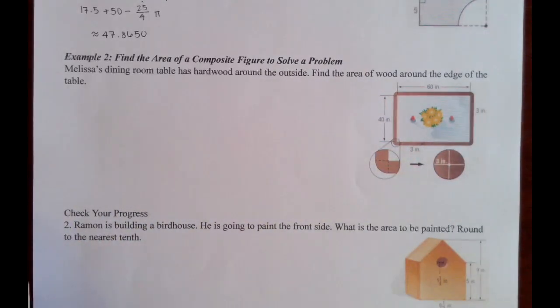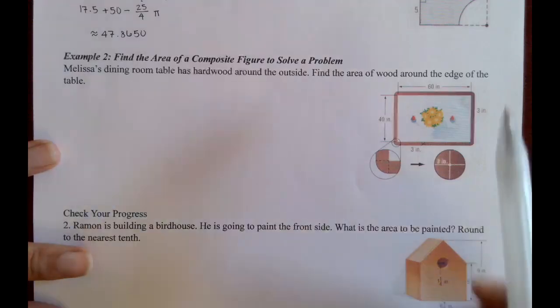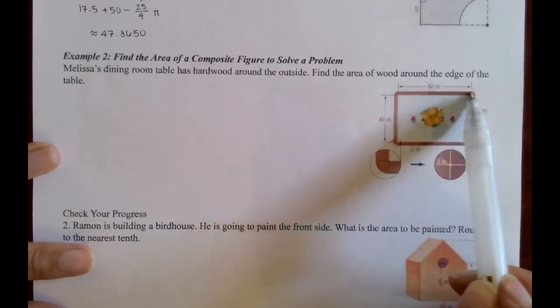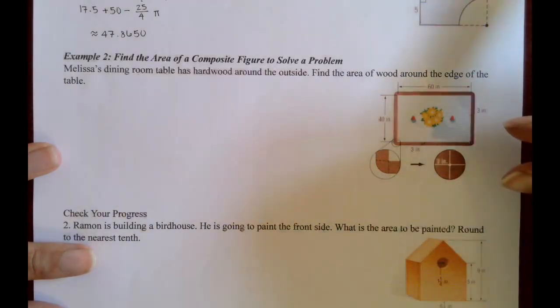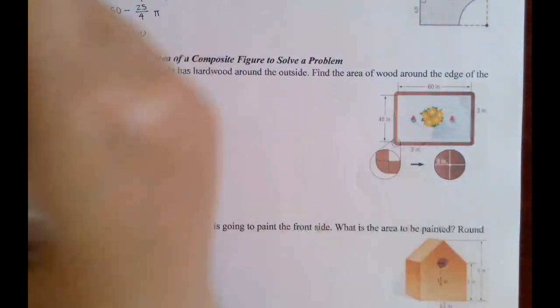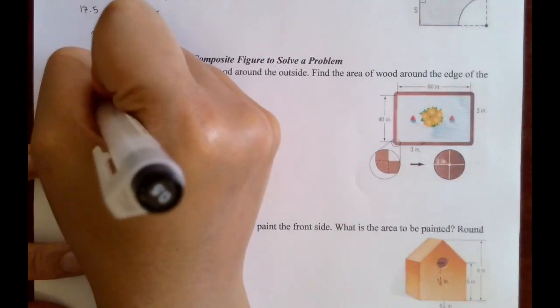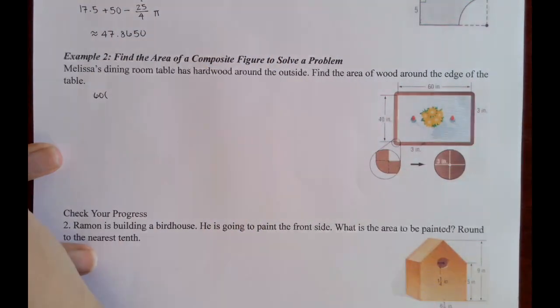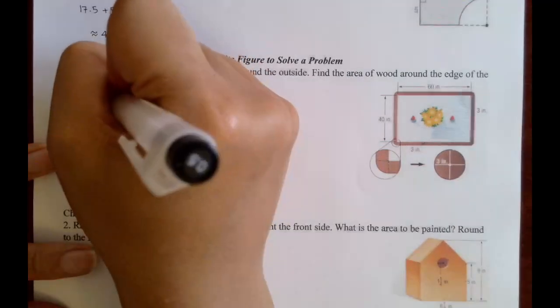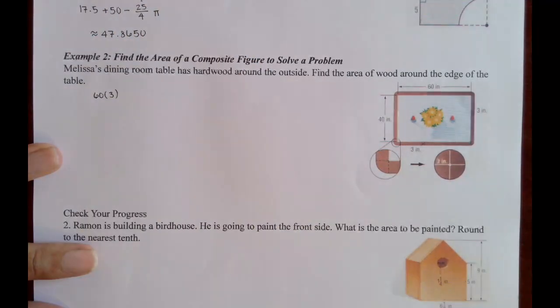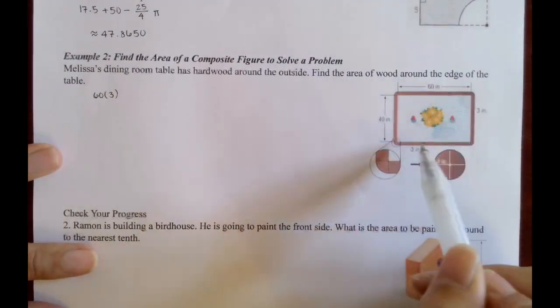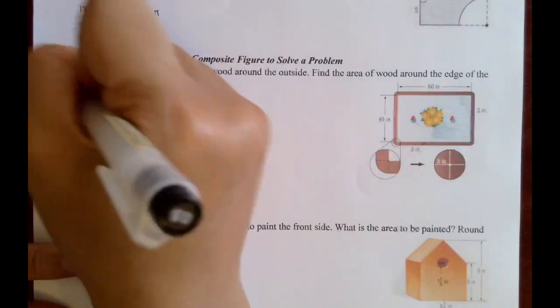Okay, so let's start with the area of the rectangles first. That's a little bit easier. So this one has a length of 60, and we know the edge is 3 inches long. Okay, so then it would be 60 inches times 3 inches. Okay, and then because there's 2 of them, there's one here and there's one here, I'm going to multiply that by 2.